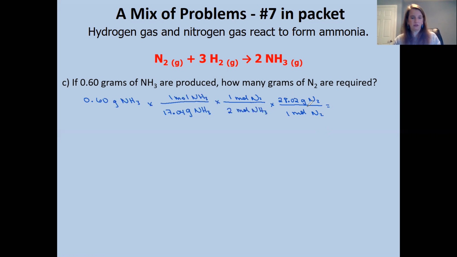So I can go ahead and solve. I've got 0.60 divided by 17.04 because it's in the bottom, divided by 2 because it's in the bottom, times 28.02 because it's in the top. I've got 2 sig figs, so my answer would be 0.49 grams of nitrogen.